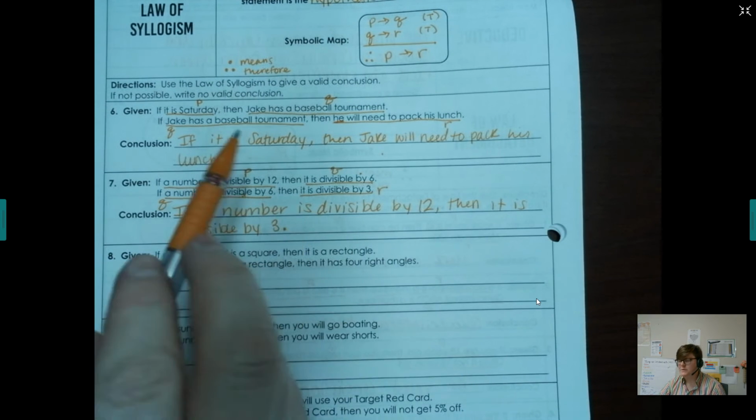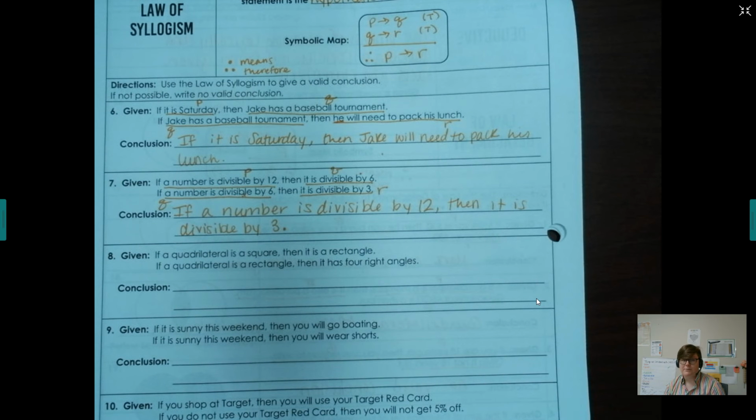Actually, that seems more likely to be true than this. I can't imagine someone having a baseball tournament every Saturday. Sounds terrible.